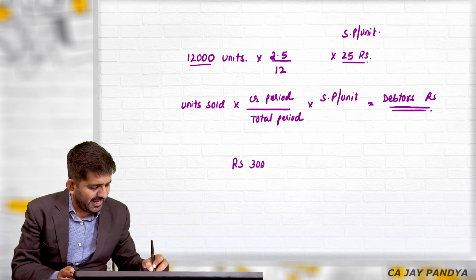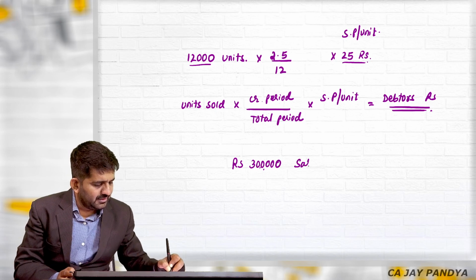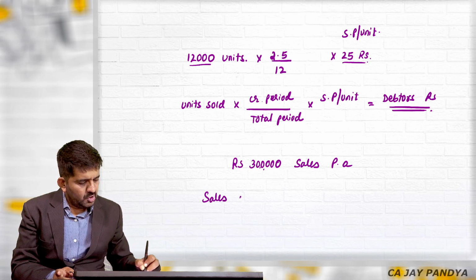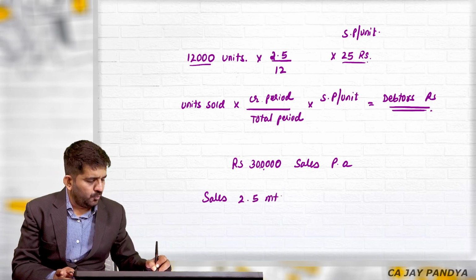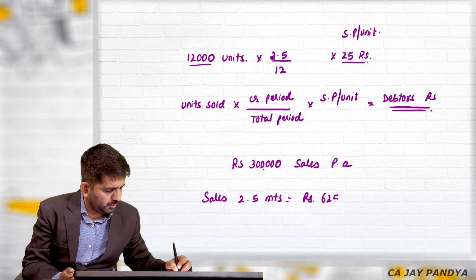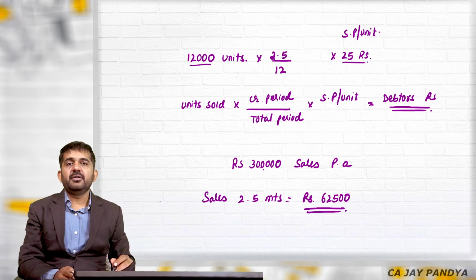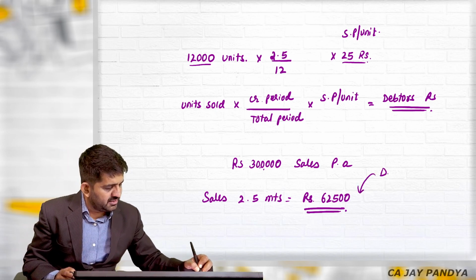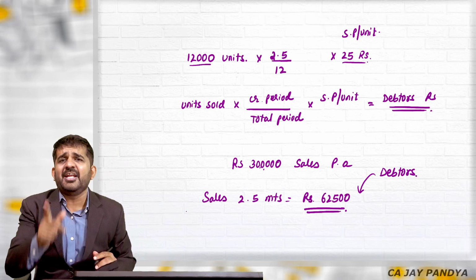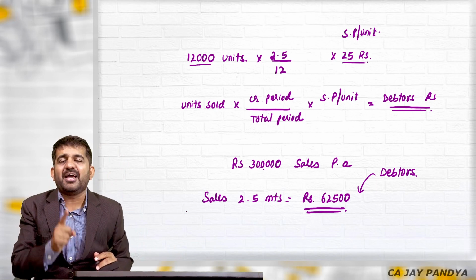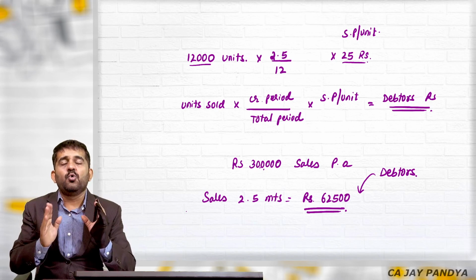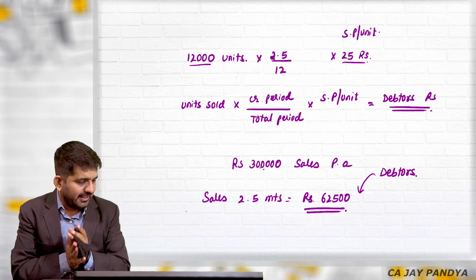Rupees 3 lakhs is the sales per annum. What is the sales for 2.5 months? We have found out rupees 62,500. Believe me, this is nothing but the answer of debtors. You go to my business at any point of time, 2.5 months debtors will be there. Out of total sales, 2.5 months debtors will always be there.